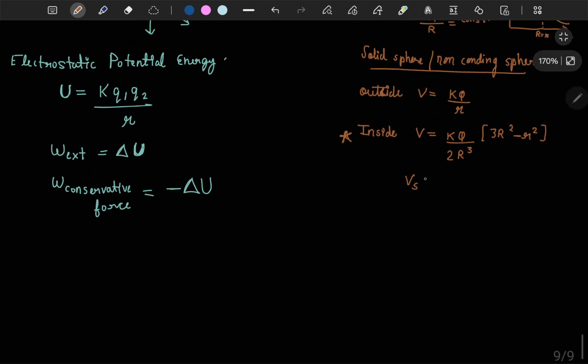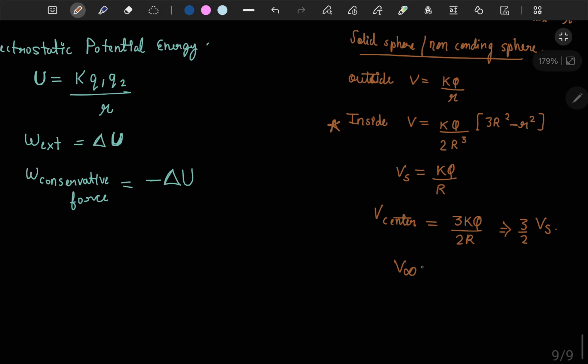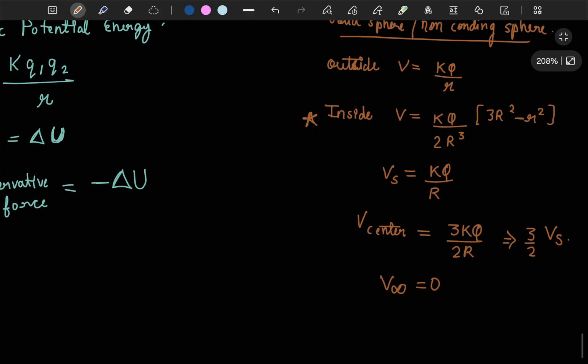When we talk about potential at the surface, it will be kq by capital R. And if we talk about potential at the center, it will be 3 kq by 2R. So it is basically 3 by 2 times the potential at the surface. Potential at infinity will be 0 only. So these are the important formulas you have to remember for the solid sphere or non-conducting sphere.